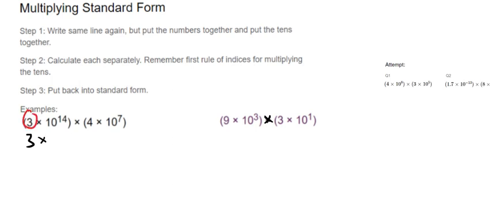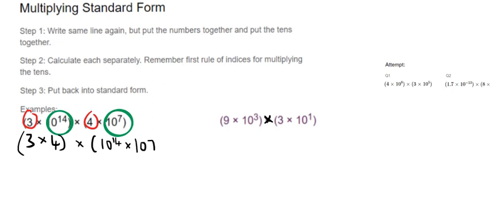I'm going to put the 3 and the 4 together because they're just normal numbers, they're not anything to the power of. And then I'm going to put the two 10s together, so the 10 to the power of 14 and the 10 to the power of 7. So I'm going to do 3 times 4 in one bracket, and then the 10 to the power of 14 times 10 to the power of 7.